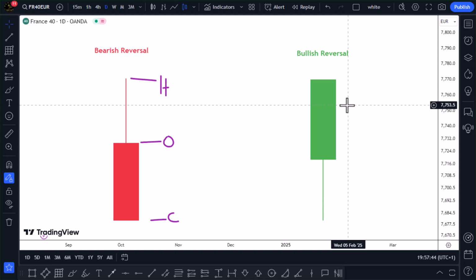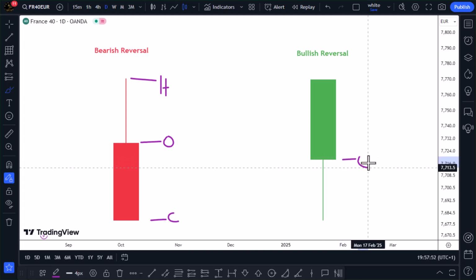Whenever you see the bullish reversal candlestick on your price chart, it means a lot. It means the bulls are so aggressive right here. It means when the market opened at a lower level right here, open, the bears pushed the price all the way down.